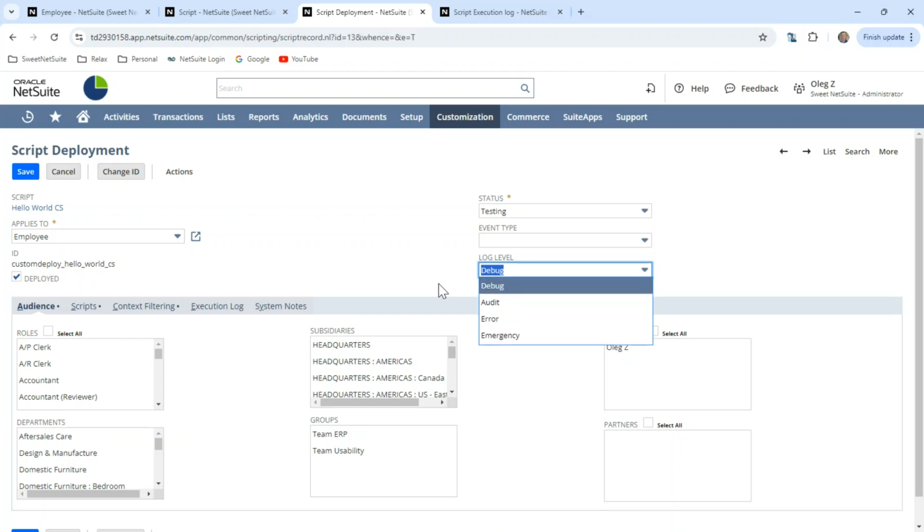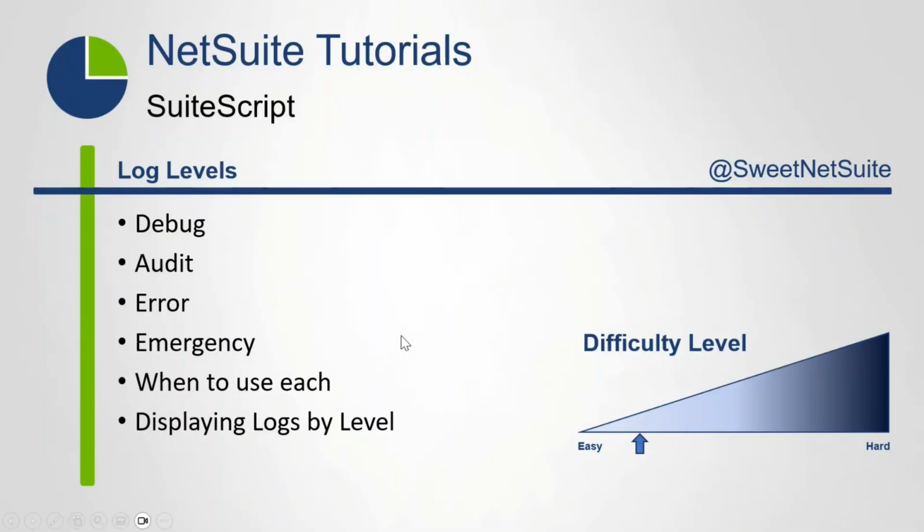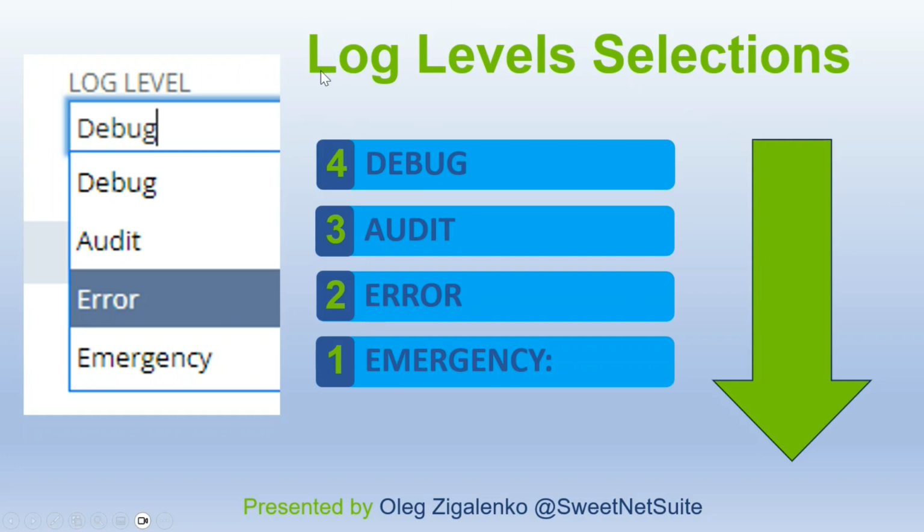But think of it as kind of like a multi-select, because when you select debug, you will be executing all of them. If you select audit, you will execute audit, error, and emergency. If you select error, you will execute error and emergency. And only if you select emergency will you skip all of those and execute only that. So if I go back to my PowerPoint here, I have an image that describes this.